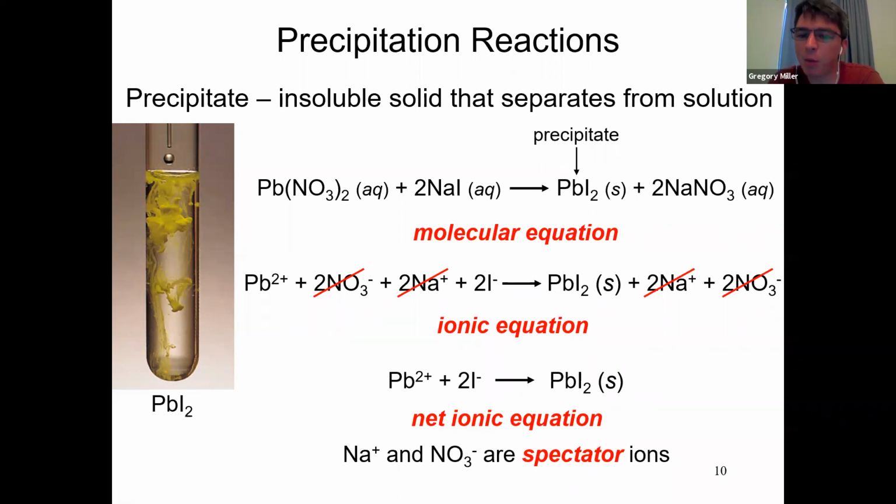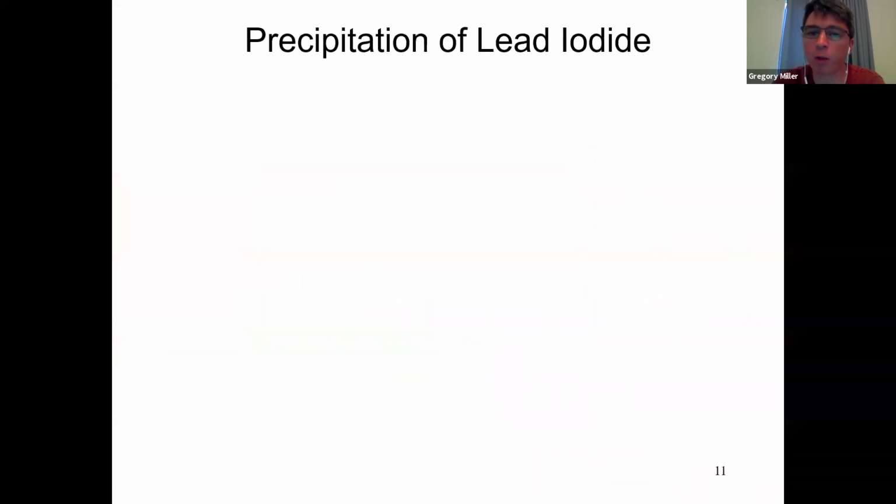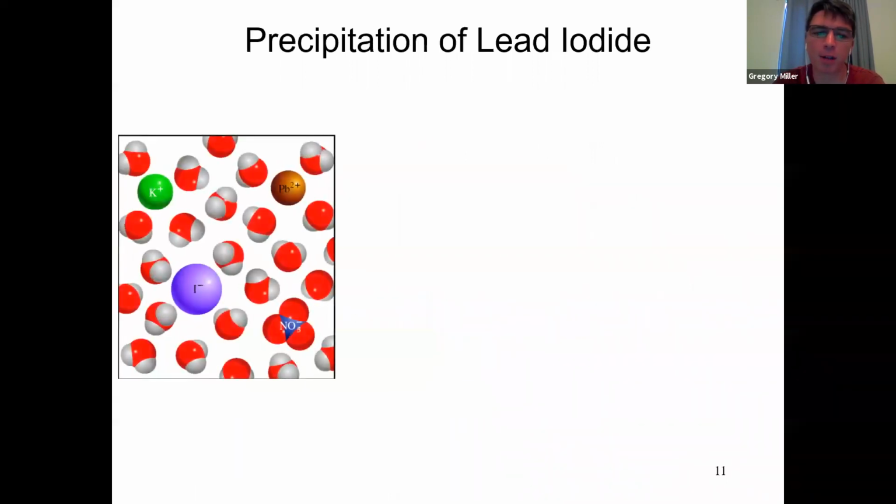So realistically, what's happening in this reaction is what's shown in the net ionic equation. The lead and the iodide are coming together to form lead iodide as a solid. Everything else is really just a carrier to get those ions to come together. And that's what we're looking at with precipitation reactions.